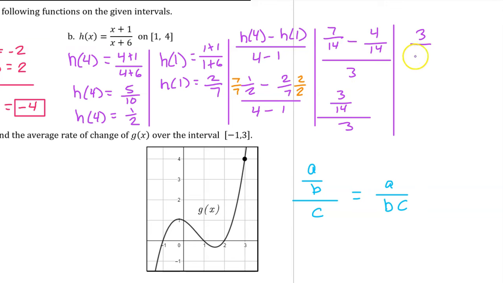So 3 over 14 divided by 3 will be 3 over 14 times 1/3. And then these 3's will simply cancel each other out, and you get 1 over 14. So this is the average rate of change.